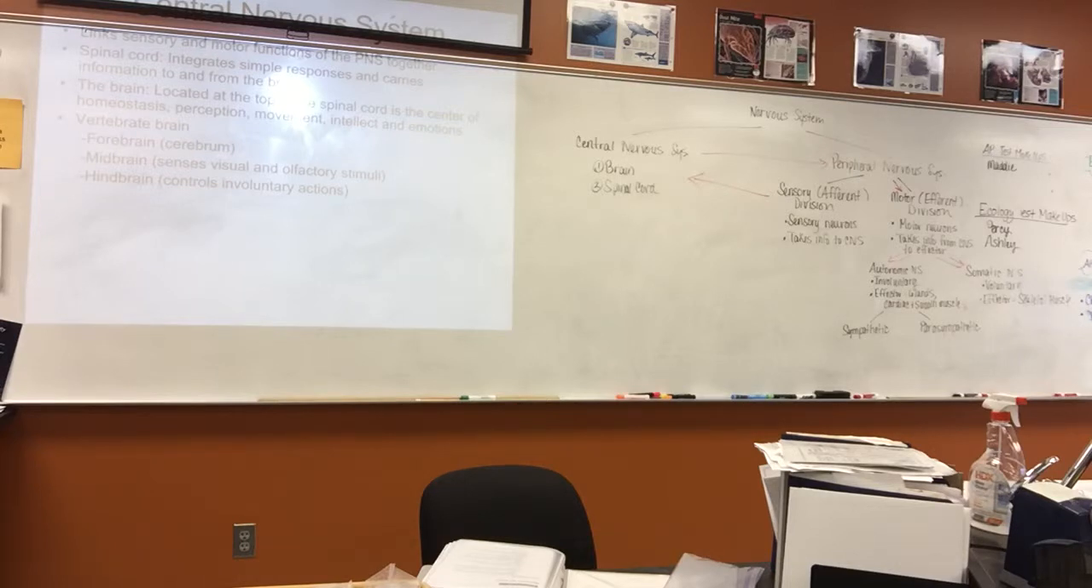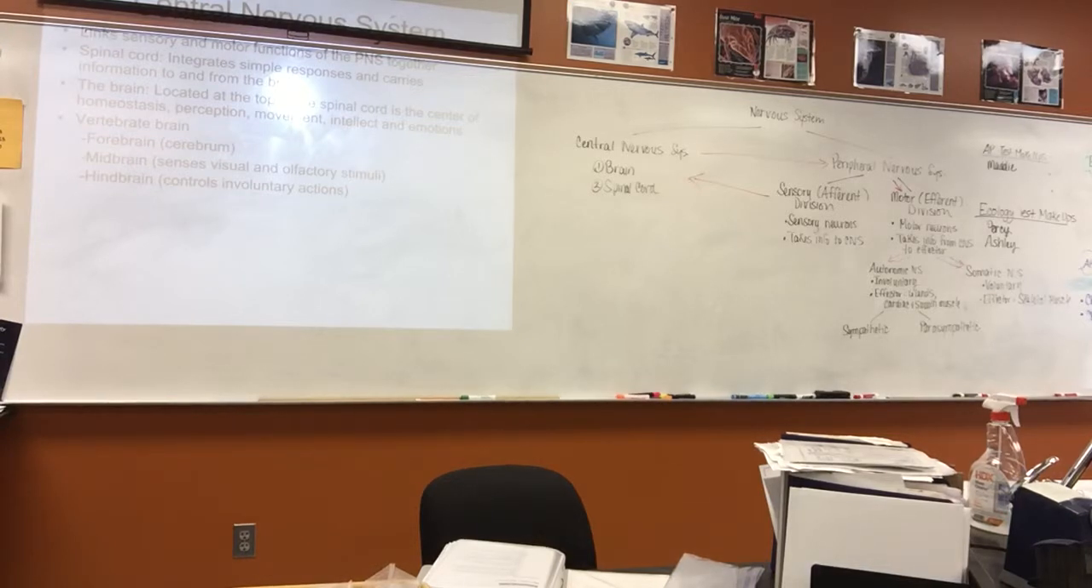Alright, so the central nervous system links sensory and motor functions of the peripheral nervous system together. So you have the spinal cord integrating simple responses and carrying information to and from the brain. Your brain is on top of your spinal cord and is the center of controlling homeostasis, keeping a constant internal environment, perception, movement, intellect, and emotions.